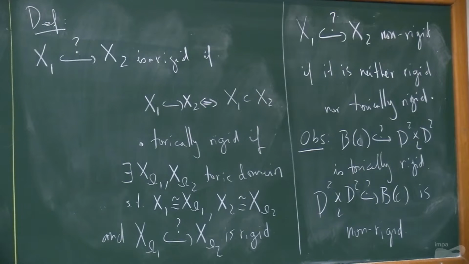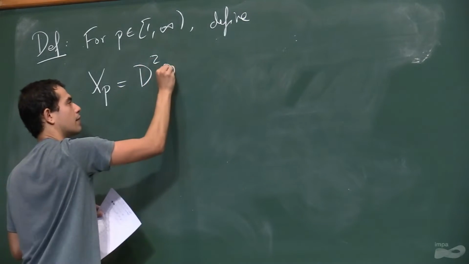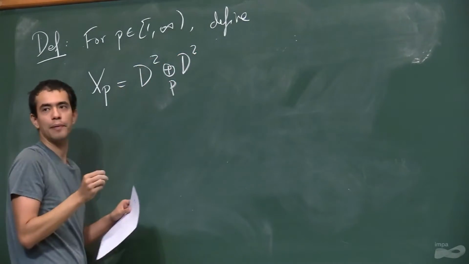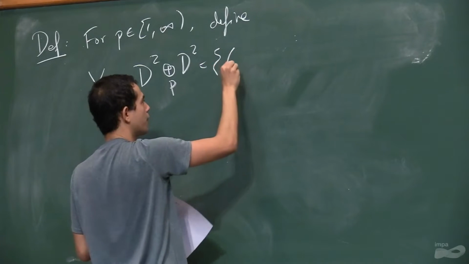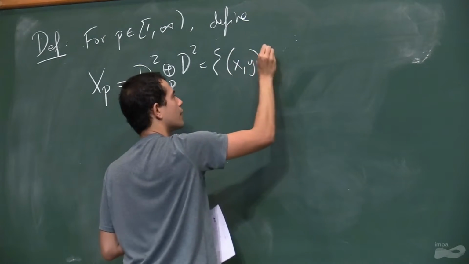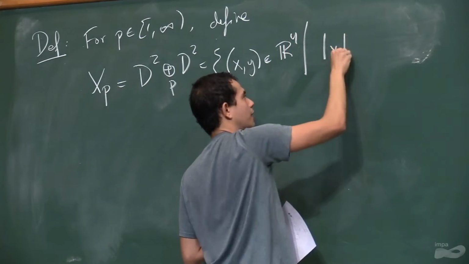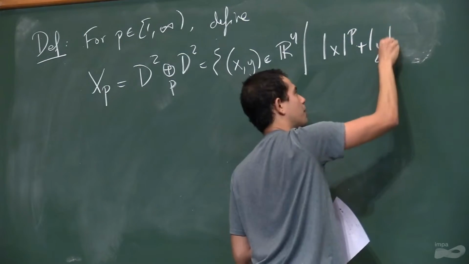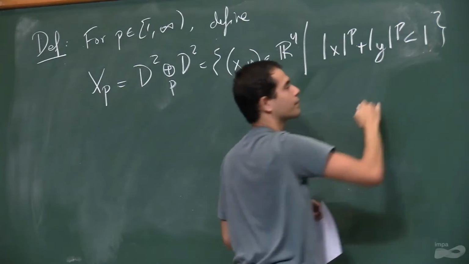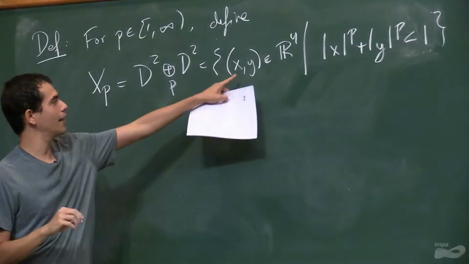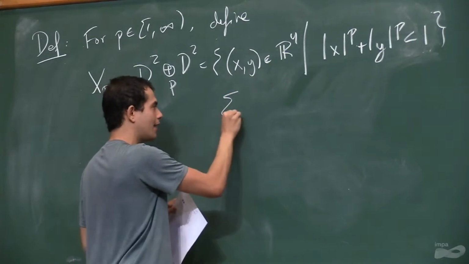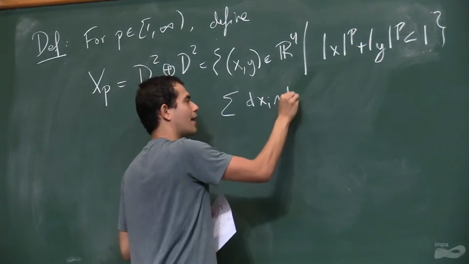So if I fix a p, which is between 1 and infinity, I can define a set X_p, which is what's called in analysis the LP sum. So this is the set of (x, y) in R^4 such that the norm of x to the p plus the norm of y to the p is less than 1. Okay? So x and y are two vectors in R^2, and I want to emphasize that, again, my symplectic form is dx_i dy_i.